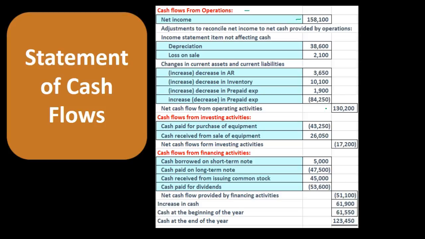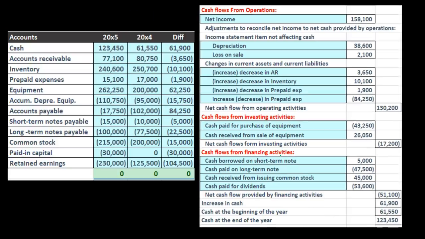The other two sections being cash flows from investing activities, cash flows from financing activities, those do not change whether we are using the direct method or the indirect method. They will be the same, representing cash flows related to those two activities.